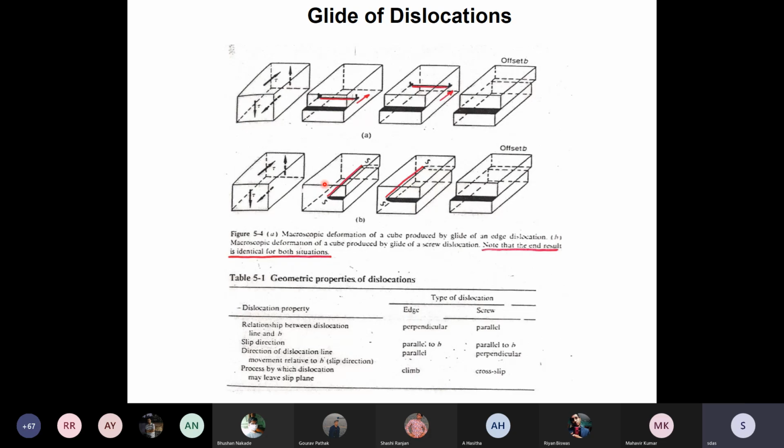So a screw dislocation can easily cross slip. But if more and more dislocations cross slip, they get entangled on the slip plane, and you have to apply more and more stress to overcome this entanglement. Eventually your sample breaks. You increase the dislocation density to a great extent.